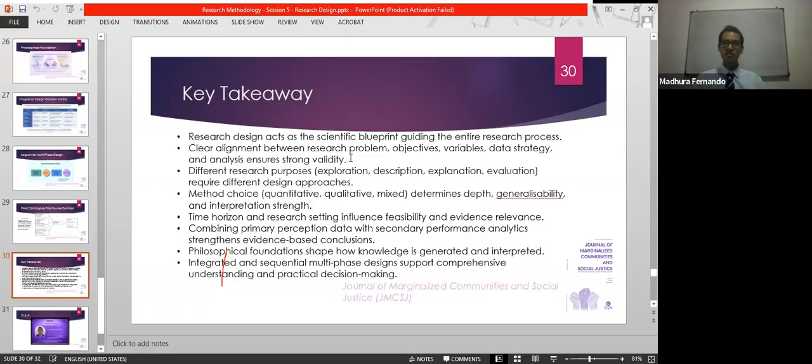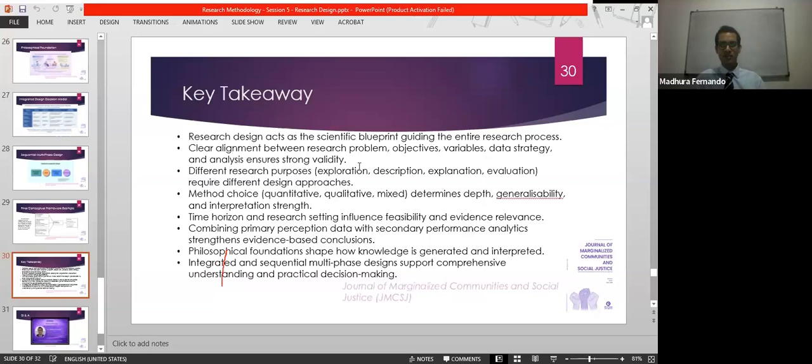Clear alignment between research problem, objectives, variables, data strategy, and analysis ensures strong validity. Now, to achieve strong validity, you have to align your research problem with objectives, variables, data strategy and analysis. So, this clear alignment improves your validity. So, that's why research design is very important.